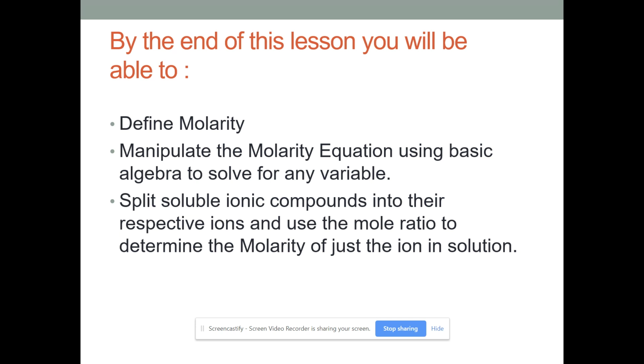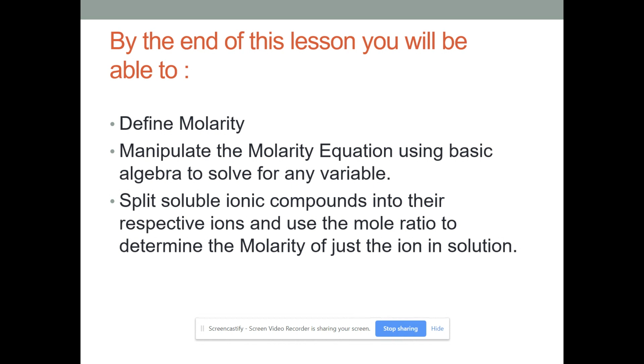Everybody, this is a review lesson on molarity because you already learned in Unit 2 earlier this year how to calculate molarity and manipulate the equation a little bit to calculate some different variables about a solution. So this is a review, and I'll just go over it very quickly and give you a couple of examples, and then you can get a worksheet and practice what we've reviewed.